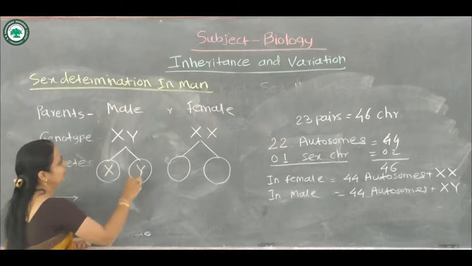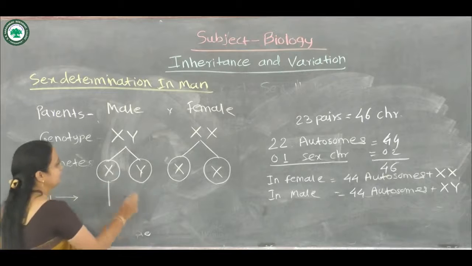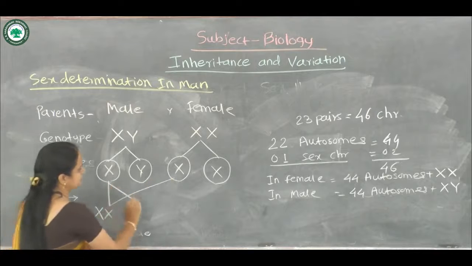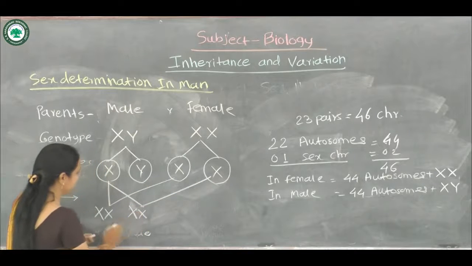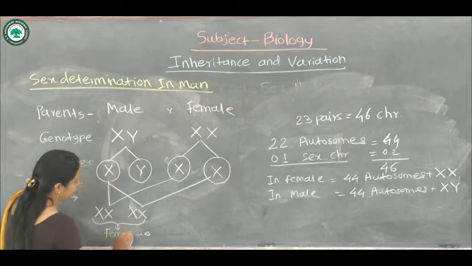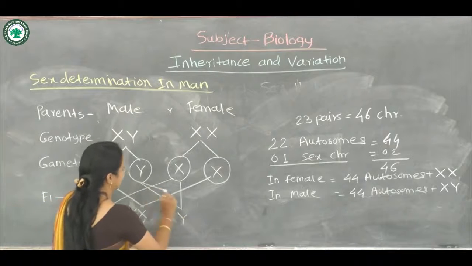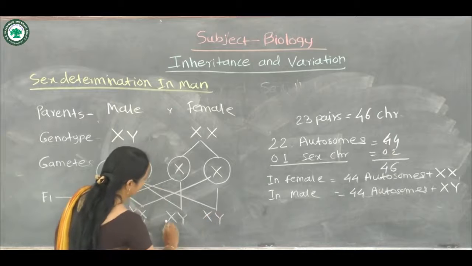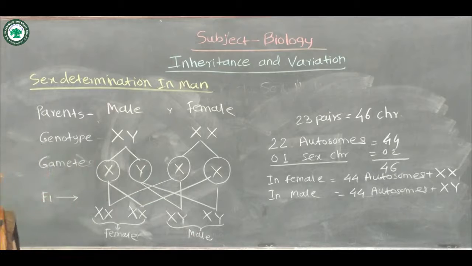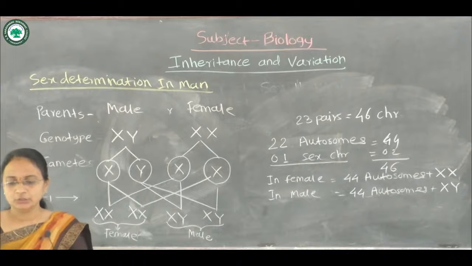The XY and XX gametes are produced, and when you find the F1, here XX as well as XX, means both phenotypically you will find the female progeny is there. In the next offspring X and Y, again X and Y, here 50% male offspring are produced. This is the simple sex determination in the human being.